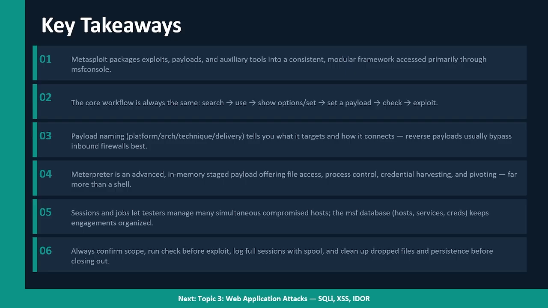So, some key takeaways. Metasploit has those packages, payloads, and auxiliary tools. The workflow is the same. You search for systems or vulnerabilities, then identify a target, then search through Metasploit for those vulnerabilities. Then you can use those exploits. You would then show the options, set various options, set the payload if necessary, run a check against the system, and then exploit. And the payload naming tells you the target and how it connects.